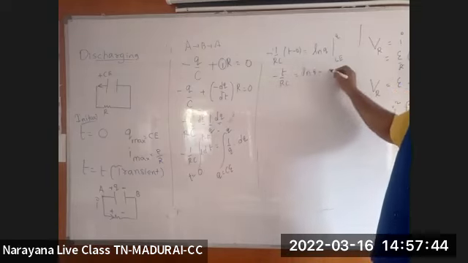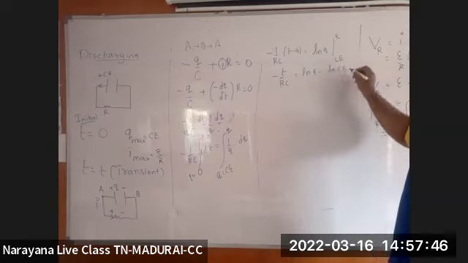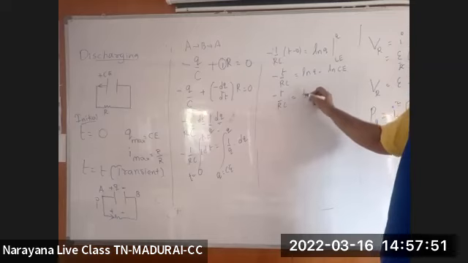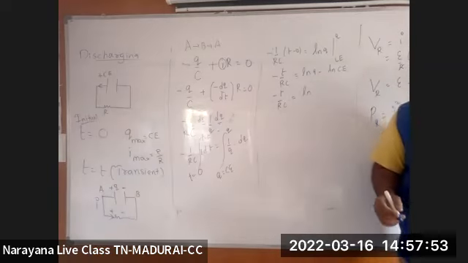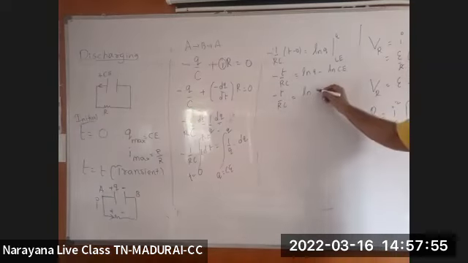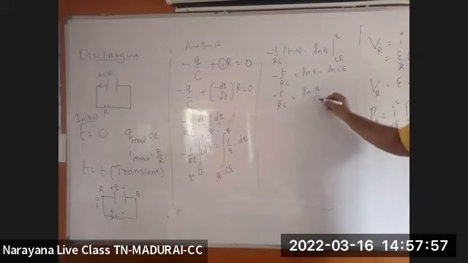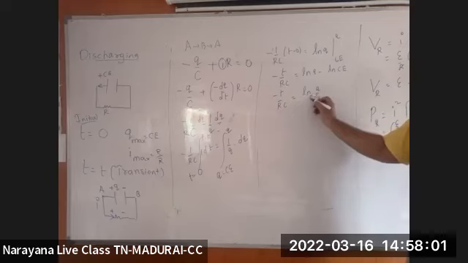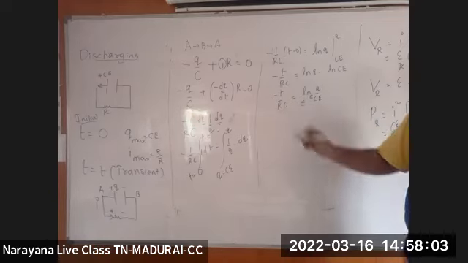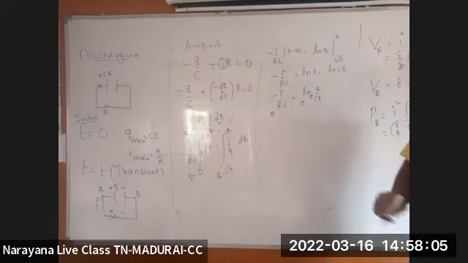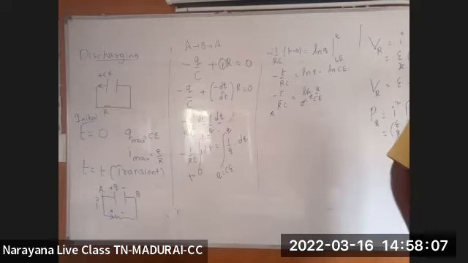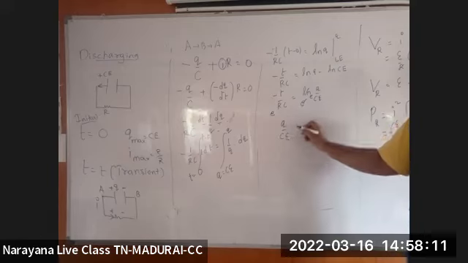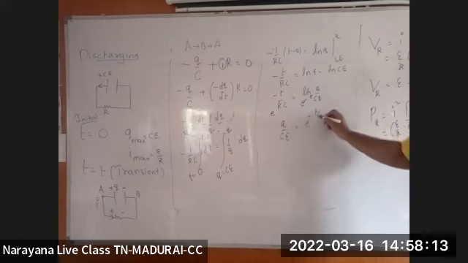Ln of q minus ln of C into E. So minus t by RC equals, what is ln of A minus ln of B? Ln of q by C into E. How to remove ln? Base is there, no? So apply e power, and here also e power. Ln and e get cancelled out. So what do you get? Q by C is equal to e power minus t by RC.